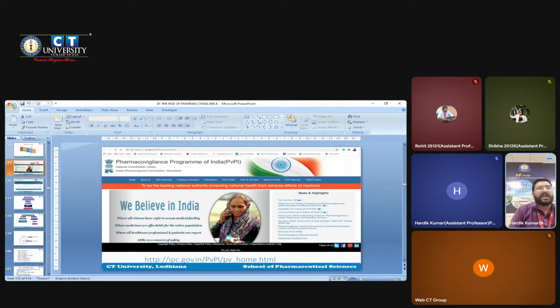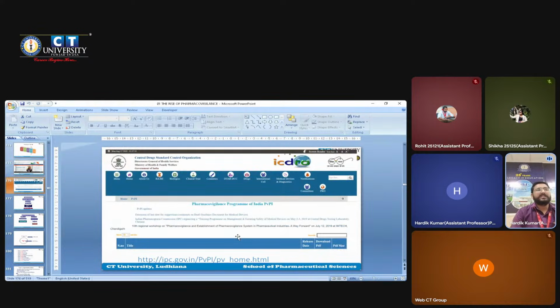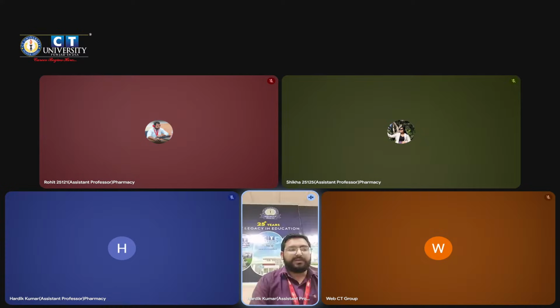In the next slide, I will show you the website of the Pharmacovigilance Programme of India, regulated by the Indian Pharmacopoeia Commission, Ghaziabad, and CDSCO. In the next slide, there is the Central Drugs Standard Control Organization's website. We will go through the websites so that you can know about each and every step of the vigilance program. I request that we share the websites on the online portal. So here, first we go to CDSCO.